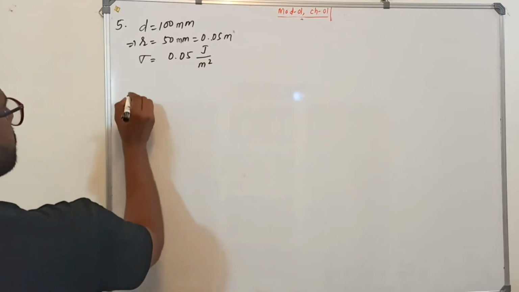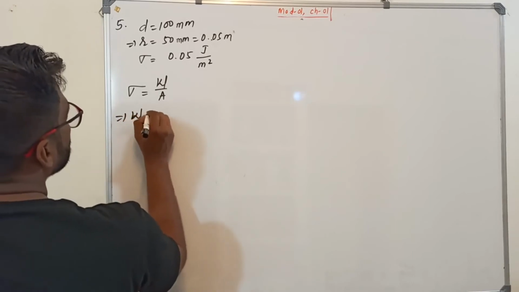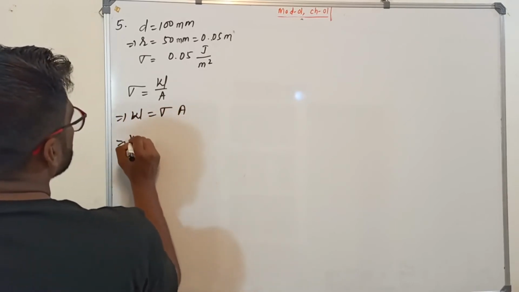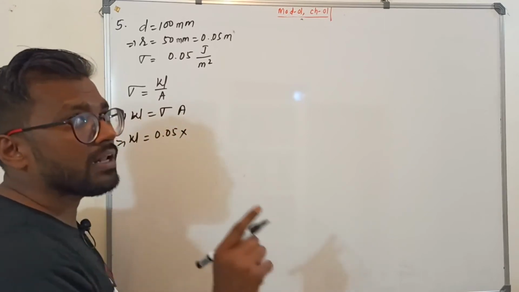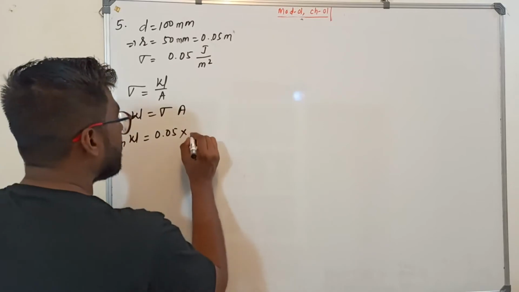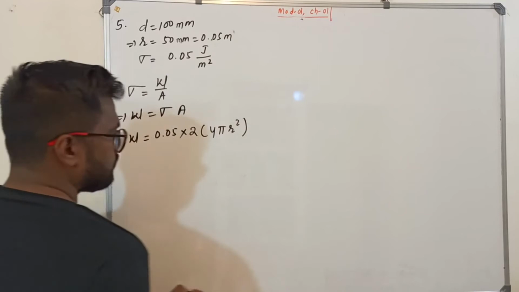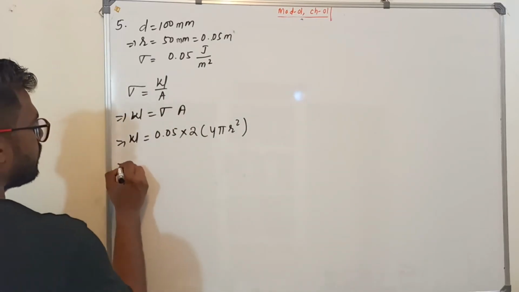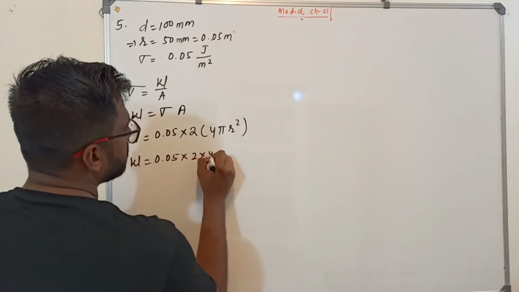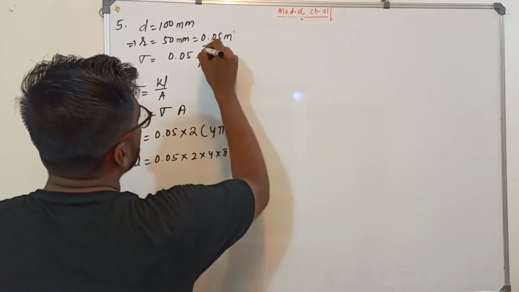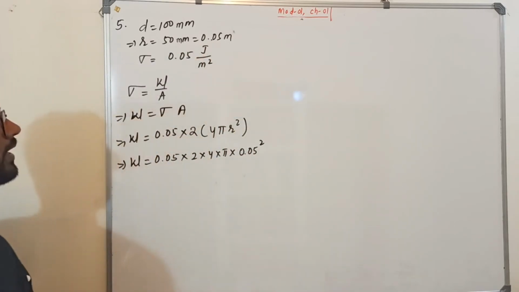We know our surface tension formula: sigma equal to W by A. So what is your W? W equal to sigma into A. So W is 0.05 times A. Area of the bubble: how many surface areas are there? Two surface areas. So 2 into, what is the area? 4 pi r square, since it is spherical. So 0.05 into 2 into 4 into pi into r square, where r is 0.05, whole square.